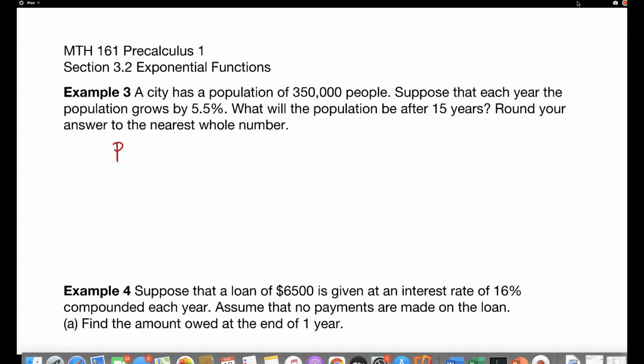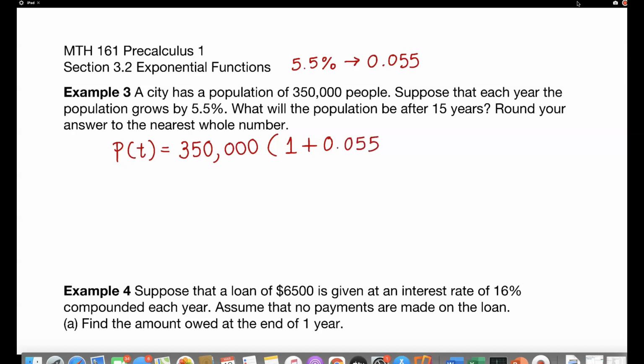I'll say P of T equals P. How many people do we have today? Today we have 350,000 people. That's getting multiplied by 1 plus, what's the rate? Rate is 5.5%, right? And 5.5% in decimal is 0.055. So the growth factor is 1 plus 0.055. And I'm going to raise this to, well, the t-th power.